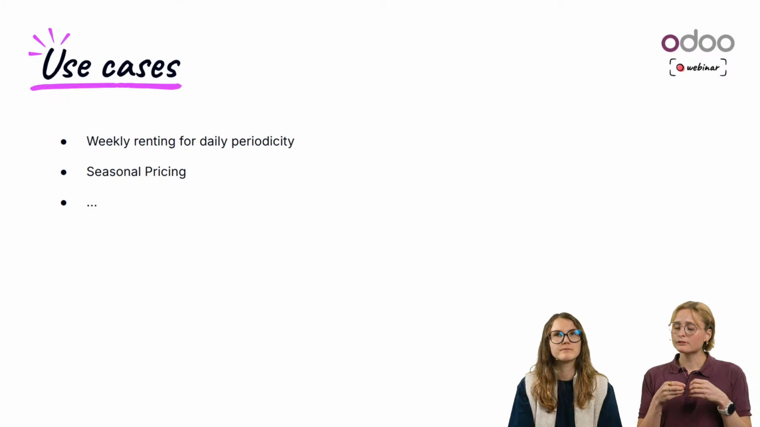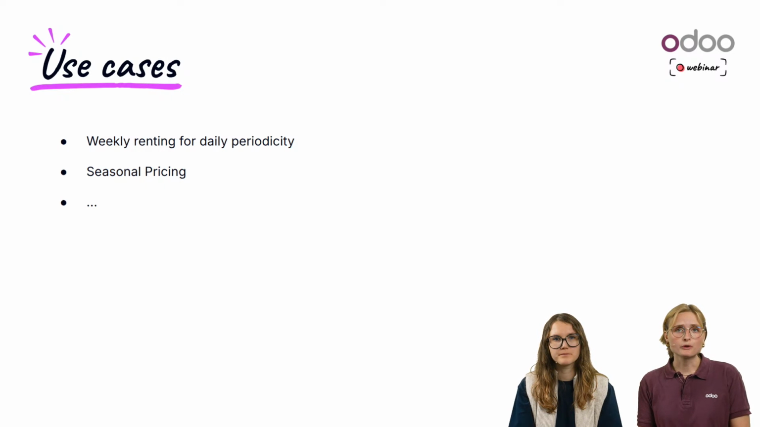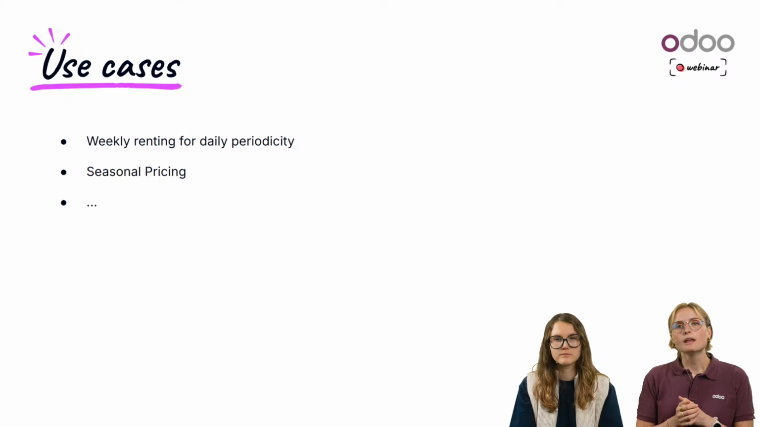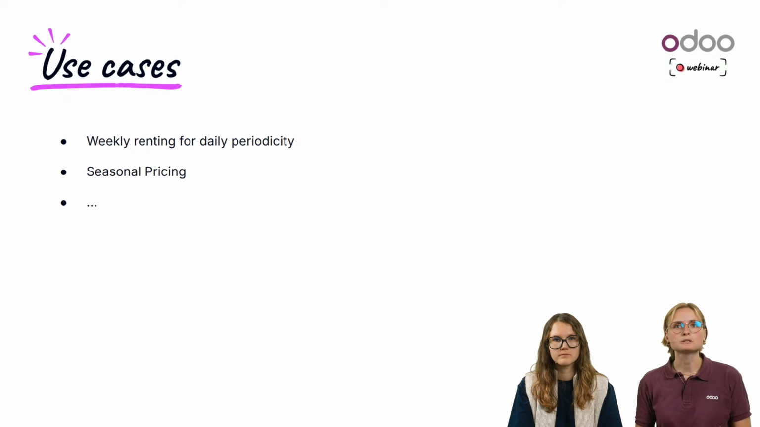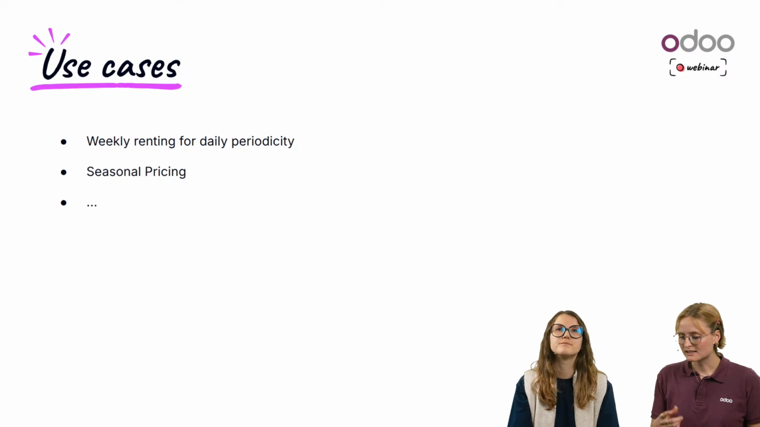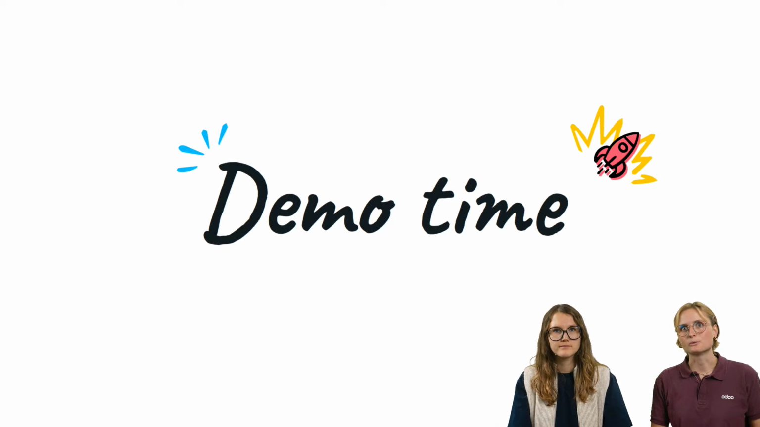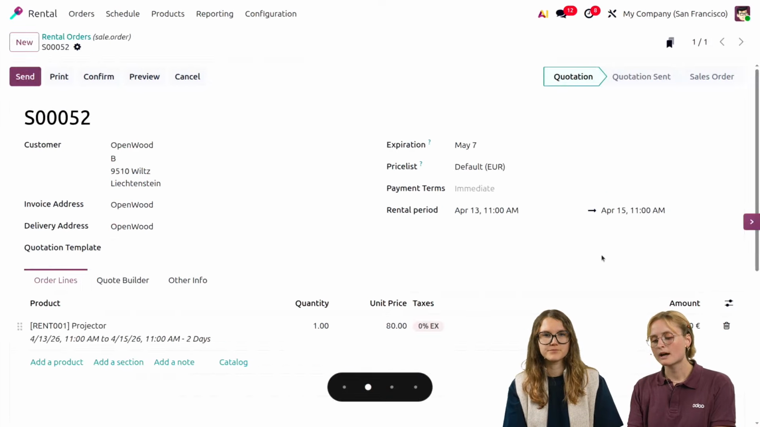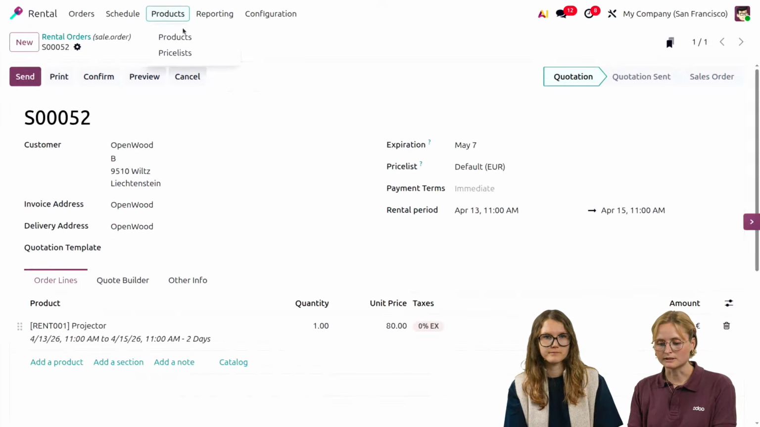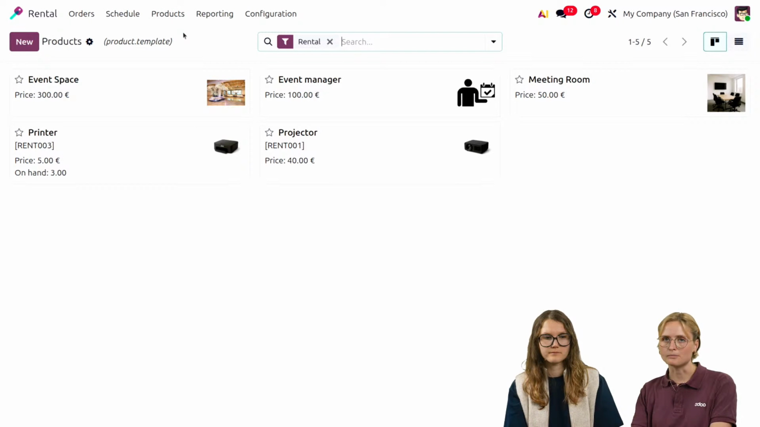So typical use cases, as already mentioned before, for those advanced price lists are the weekly renting for the daily periodicity, which I will show, and also the seasonal pricing, which I will show even later on in the second part of this webinar. So let's get started first with the first one. I want to have a product which is rented on a daily basis, but also on a weekly basis.